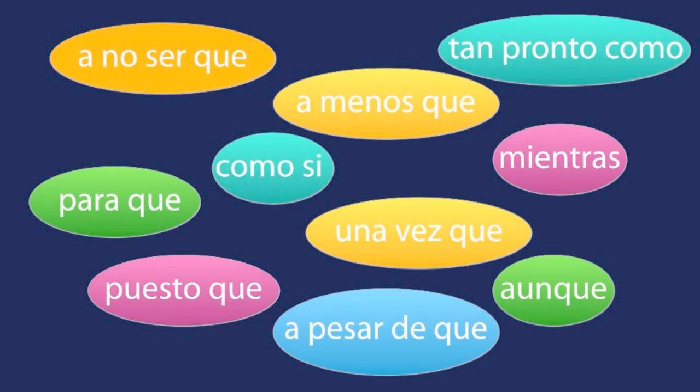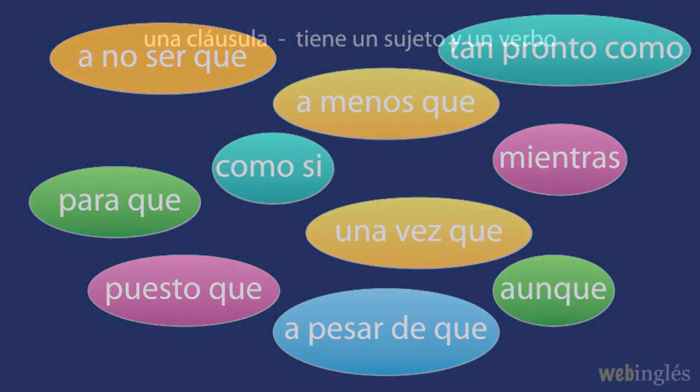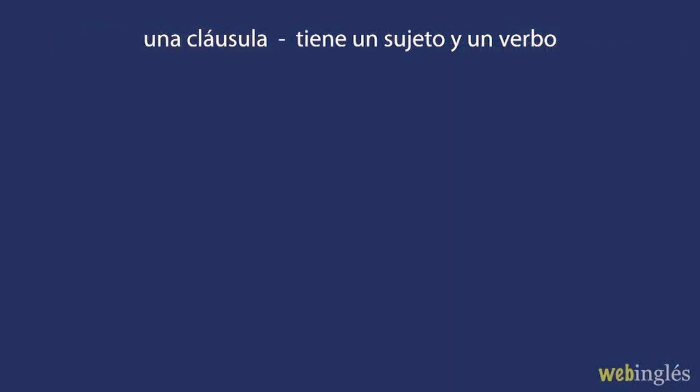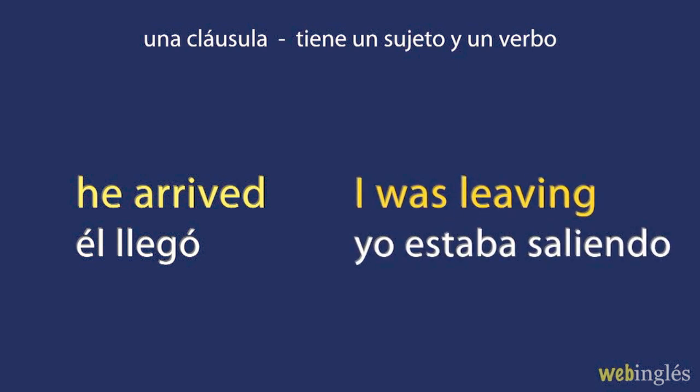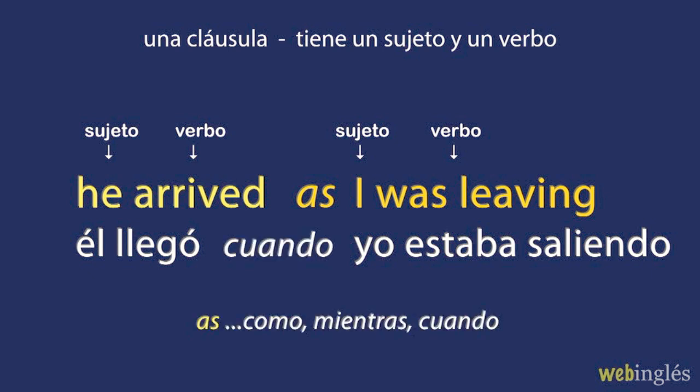Usamos conjunciones para conectar dos cláusulas en una oración. Una cláusula es un conjunto de palabras que contienen un sujeto y un verbo, como he arrived y I was leaving. Estas oraciones no tienen mucha información, sin embargo, tienen sujetos y verbos, son completas e independientes. Se puede conectar estas cláusulas con una conjunción como as. He arrived as I was leaving.